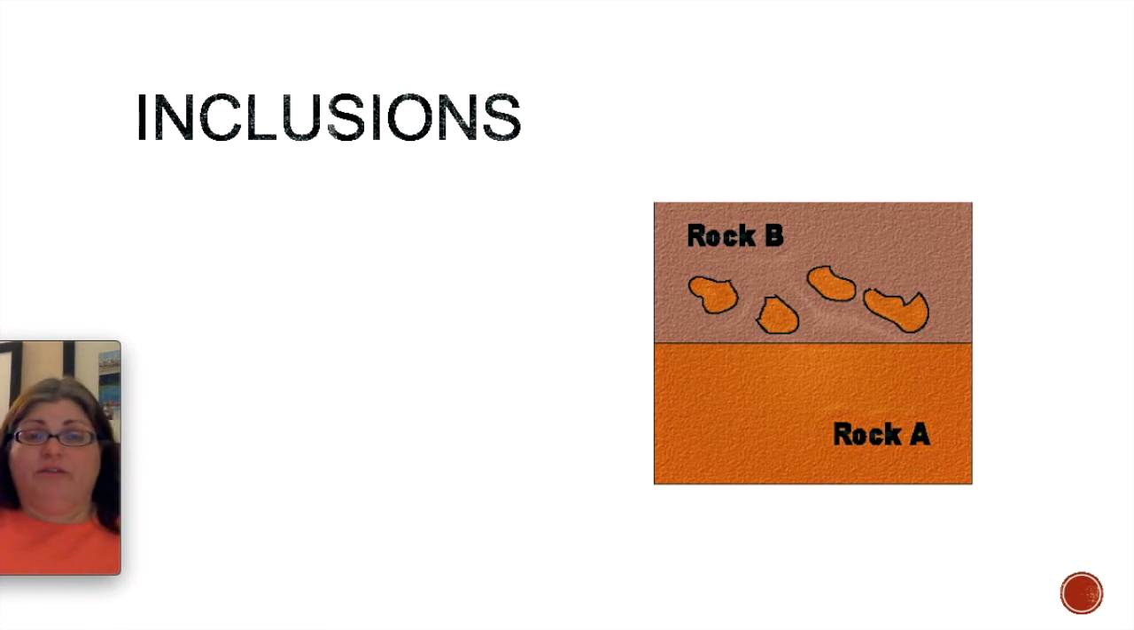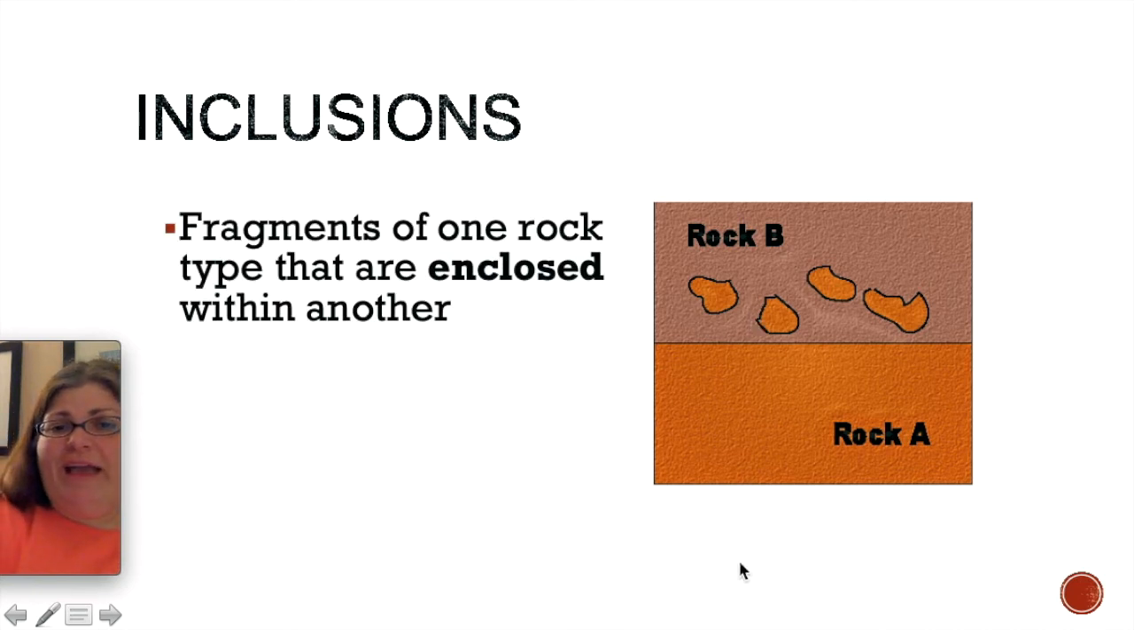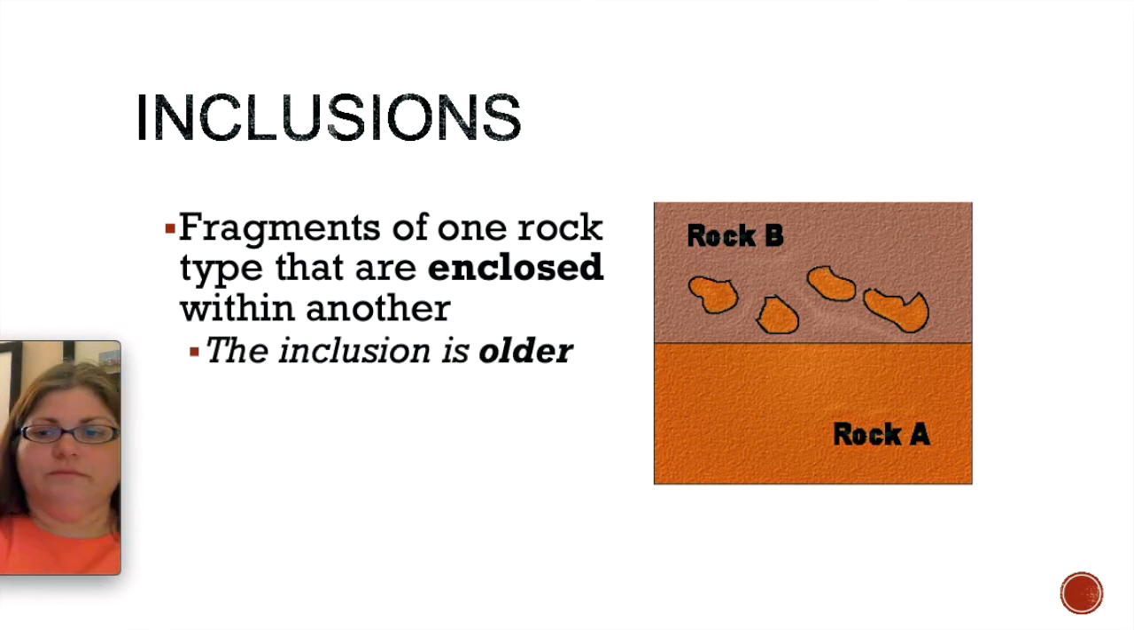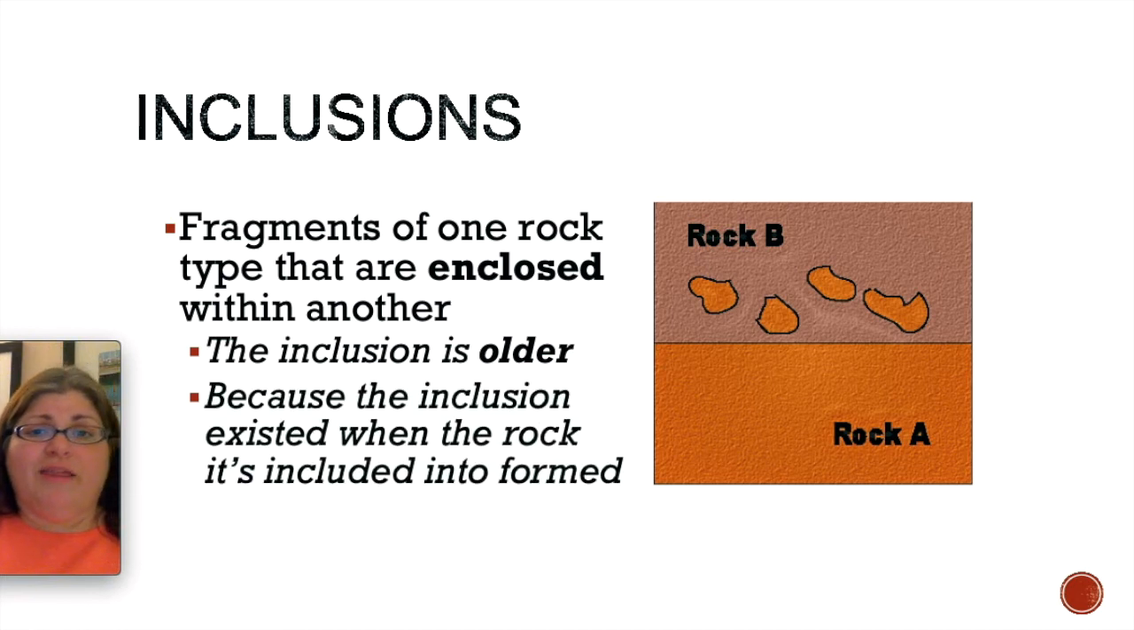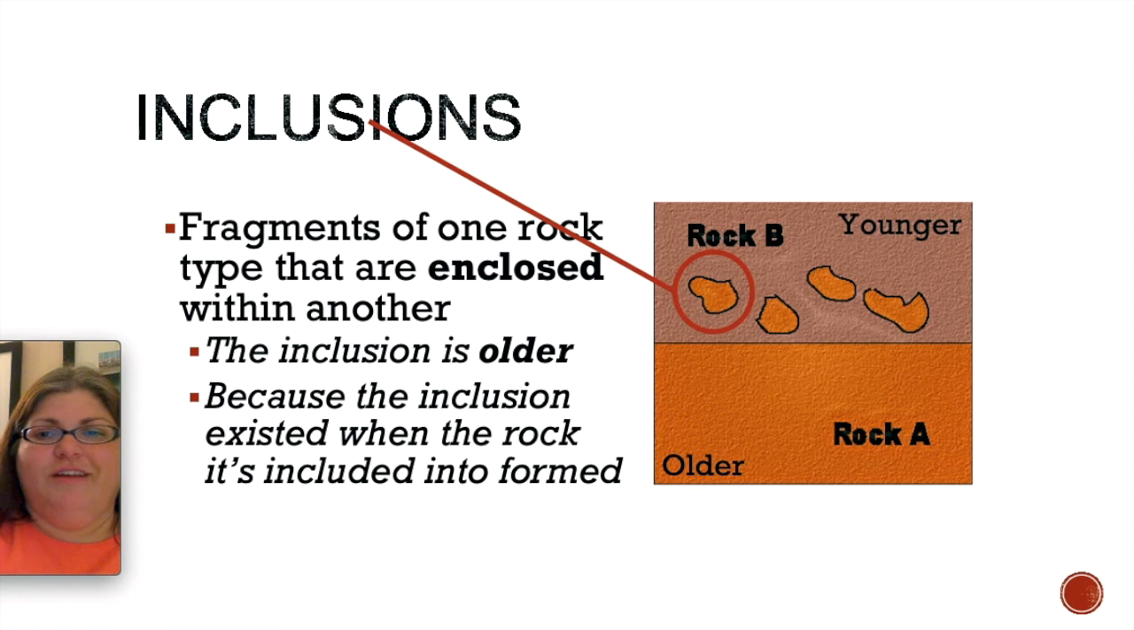Another tool we have to understand relative dating is an inclusion. Not intrusion with a T, but inclusion, meaning it's a fragment of rock that has been included into another layer. So rock A existed, pieces of it weathered and broke off, and then because it had already weathered when rock B was formed, it was included in rock B. So the rock that's been included existed while the rock that is including it formed, and so the inclusion has to be older than the layer around it.